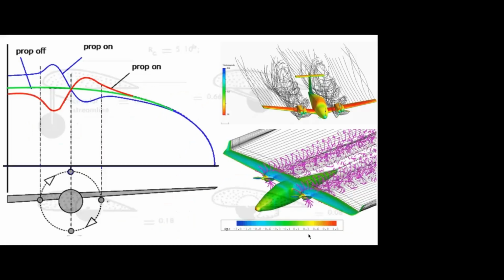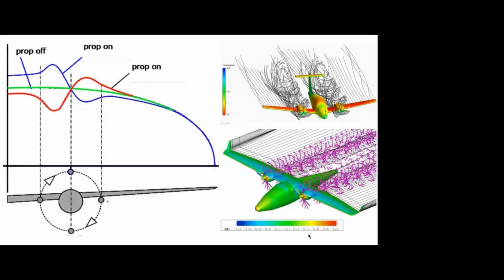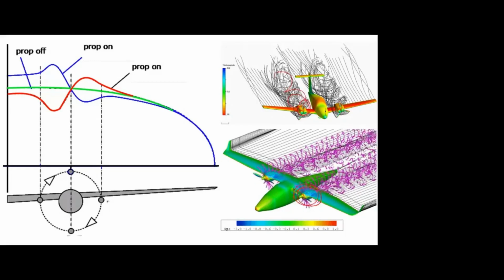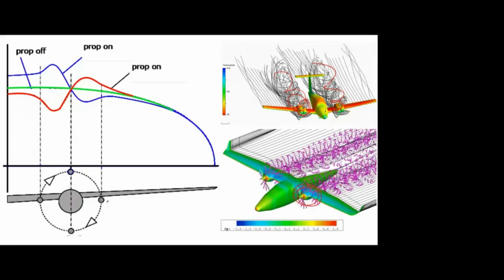And this is the propeller effect. Because of the rotation of the propeller, there will be a spiral flow. For example, this is the propeller. This green color is the propeller off condition. If there is no propeller, we know we will get the symmetrical lift distribution on the wing.